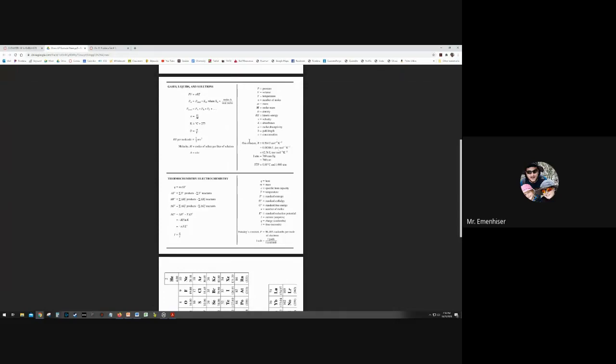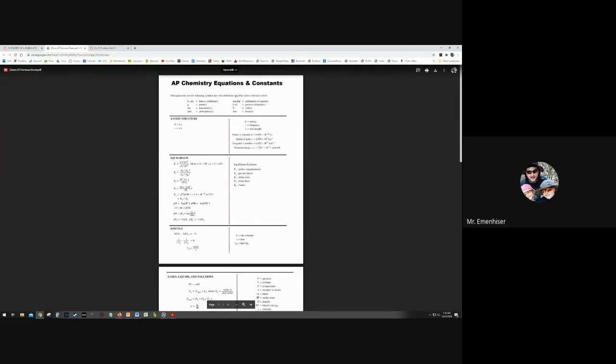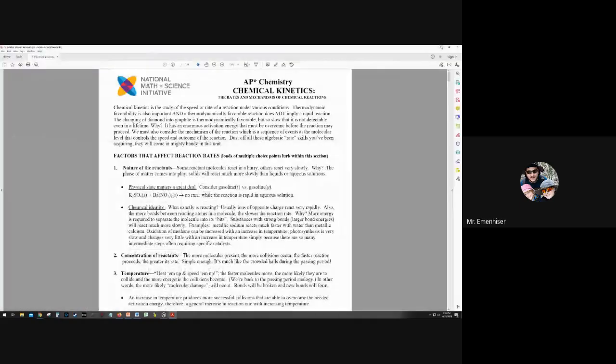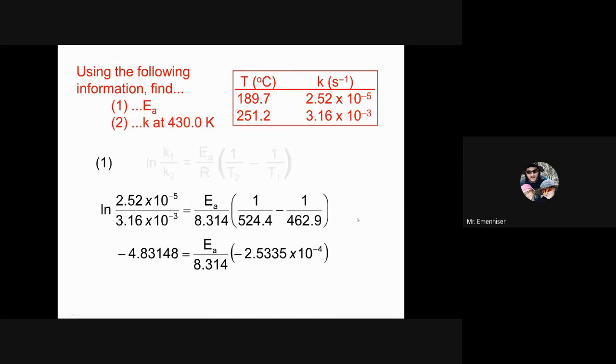Now see that 8.314. So this is the energy R that we use for that equation. There's also a gas constant R that we use for gases. So those are two constants that we'll use. See if there's any other constants we use here. Here's Avogadro's number. We'll use that one. Okay, and here's an example using an equation. I'm not going to go through that right now.